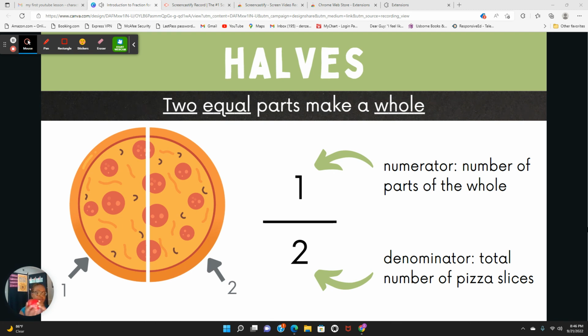Same with my apple. If I put my apple together and cut it down the middle and wanted to share it, if I cut it in half, how many pieces do I have? One, and I have two. So I have two total pieces that make up this whole. If I eat one, that's my numerator. And the total number of pieces, which is two, is my denominator. So remember, halves are two equal parts that make a whole.